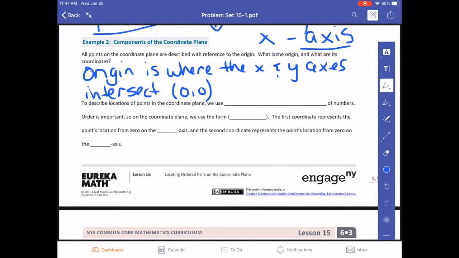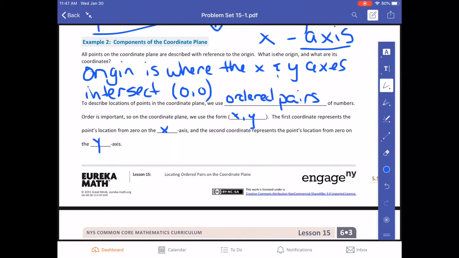So, to finish our paragraph here, to fill in the blanks, it says, to describe locations of points in the coordinate plane, we use ordered pairs. And you guys should be familiar, hopefully, with how to plot these with our practice of the minion activity. And order is important in ordered pairs. So on the coordinate plane, we use the form x, y. And the first coordinate represents the point's location away from 0 on the x-axis. And the second coordinate represents the point's location from 0 on the y-axis.